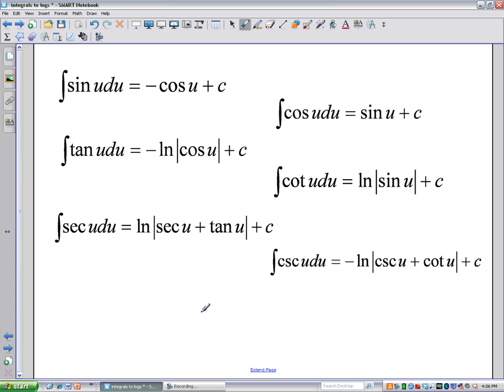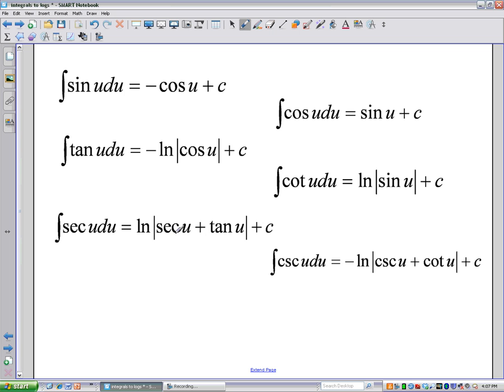Here's another point. Now, with all this stuff, we're able to have antiderivatives of all of our friendly trig functions. The antiderivative of sine we've had for a while, negative cosine. The antiderivative of cosine, positive sine. Now we just got today the antiderivative of tangent. It's the negative natural log of the cosine. The antiderivative of cotangent is the natural log of the sine of u plus c. And then secant is this, cosecant is that.